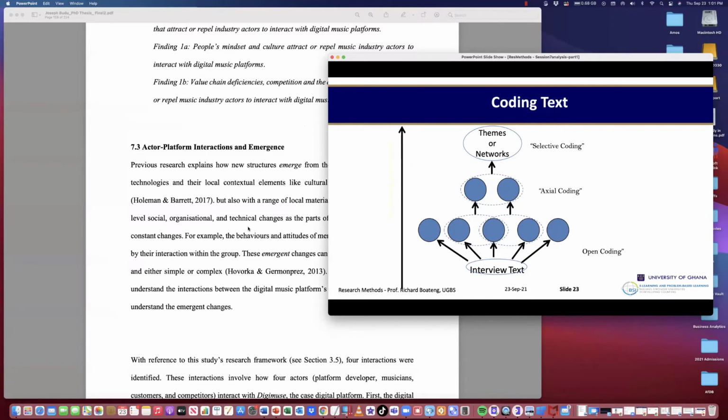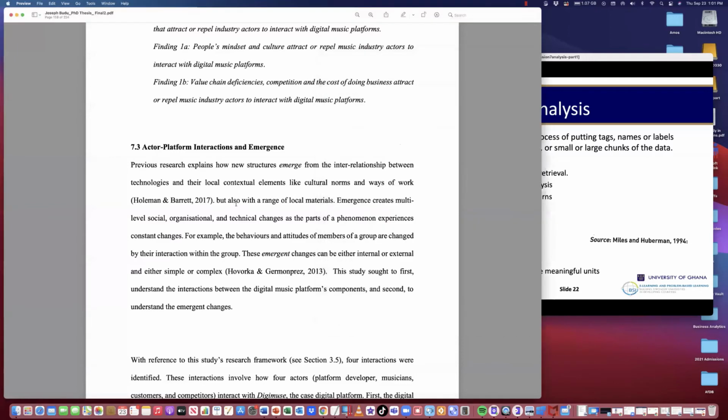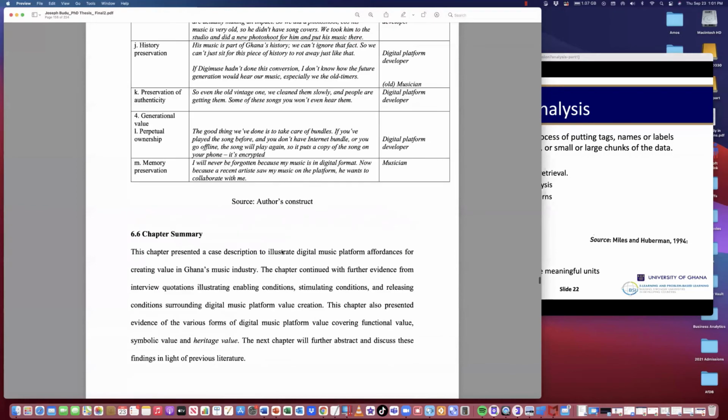Open coding, axial coding, and selective coding are all processes. What I used here rather were the names. I call them topic codes, descriptive codes, and then inferential codes and pattern codes. You find a lot of different names depending on the author. And that's one of the reasons why you should have gone back to Joseph's methodology.